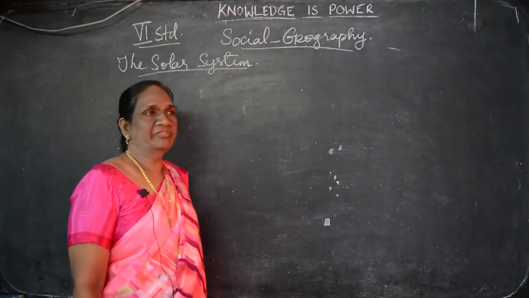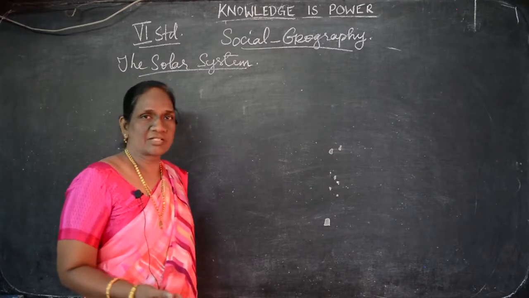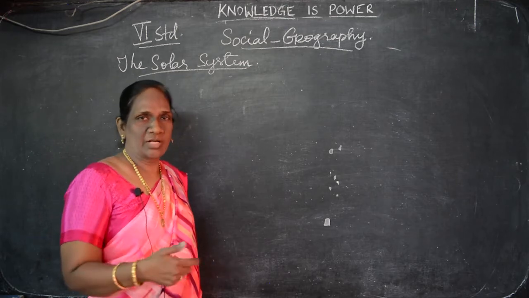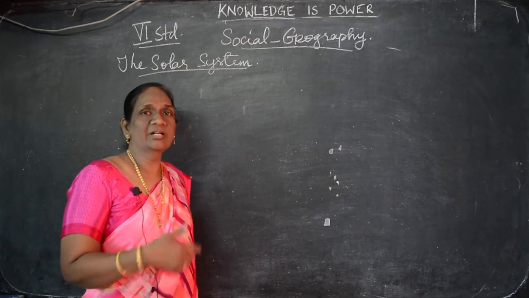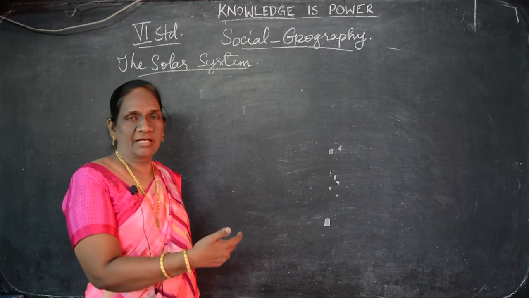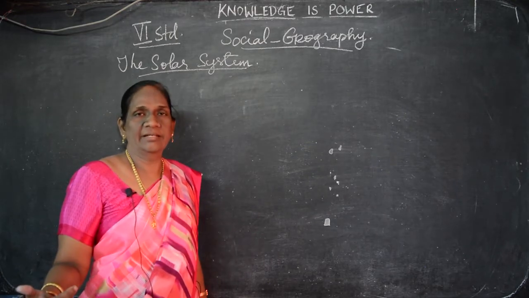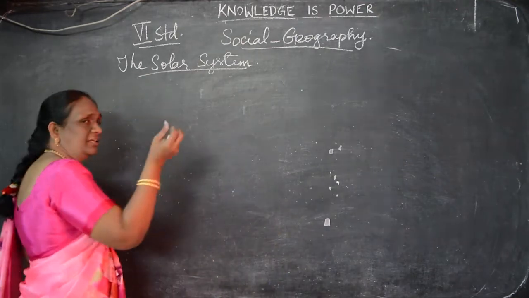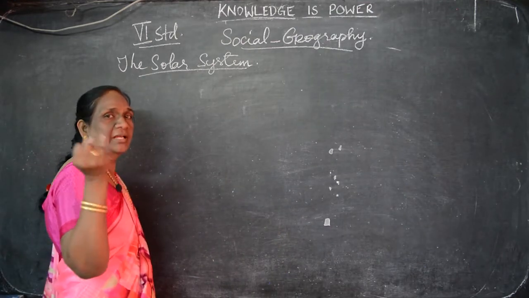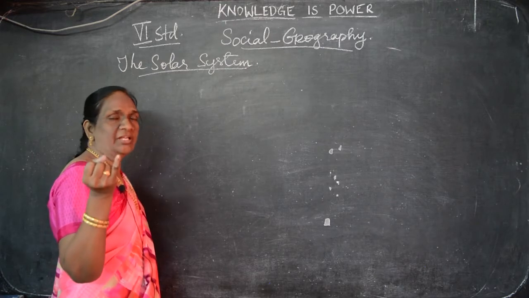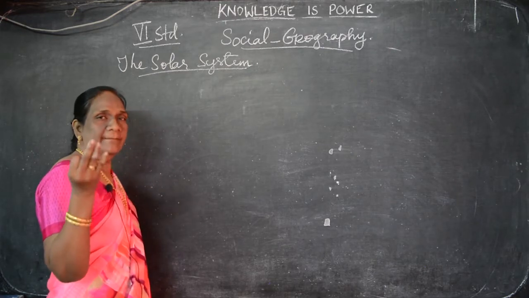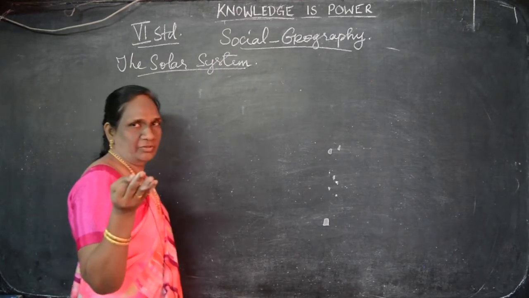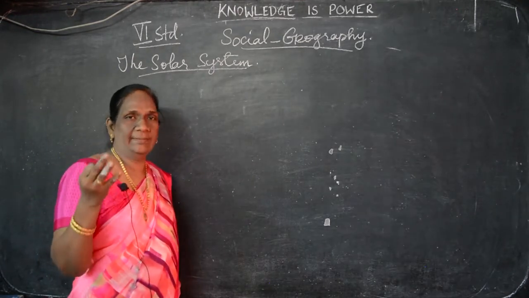Children, already we have finished in the previous classes the solar system, the universe, the galaxies, the Milky Way and the solar system. In the solar system we have the sun, the star, the 8 planets and the other satellites. What are the 8 planets? Mercury, Venus, Earth, Mars, Jupiter, Saturn, Uranus, Neptune. So, how many planets? 8 planets.